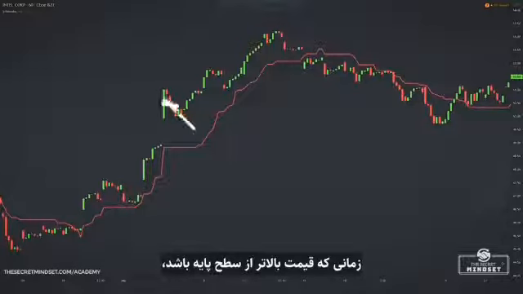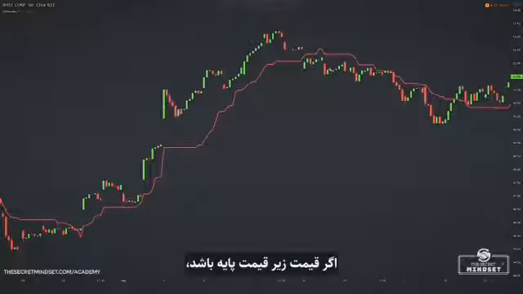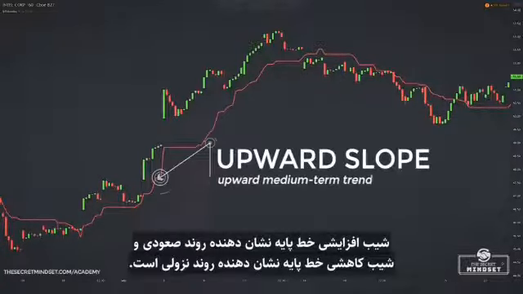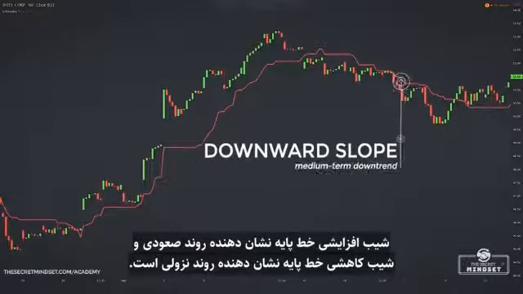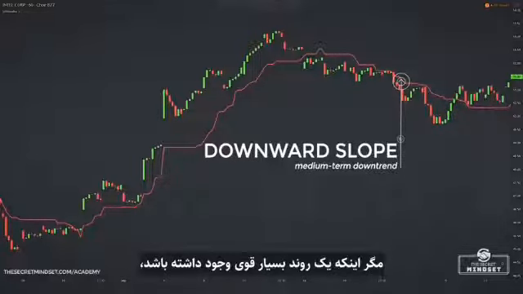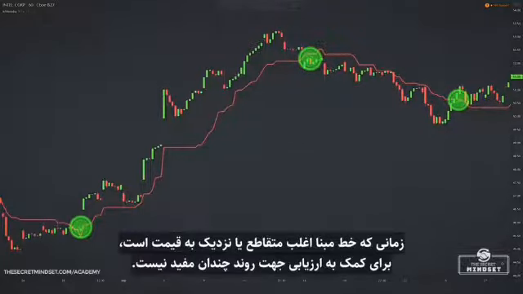When the price is above the baseline, it means the price is above the 26 period midpoint and therefore has an upward bias. If the price is below the baseline, then it is below the midpoint price and therefore has a downward bias. An increasing slope of the baseline indicates an upward trend, and a decreasing slope indicates a downward trend. Unless there is a very strong trend, the baseline will often appear near the price. When the baseline is often intersecting or near the price, it isn't as useful for helping to evaluate the trend direction.